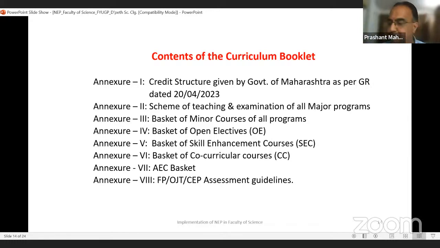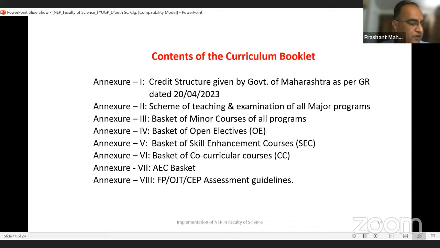Can two OE or GE be opted from two different subjects? Yes, of course, there is no issue. Open elective, its name is open. You can take one open elective other than your major from your discipline, science. Another open elective you can take from commerce. In the same semester, you can take two open electives.